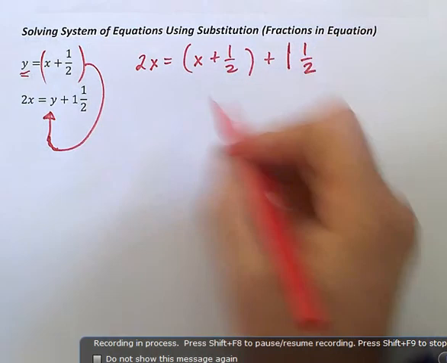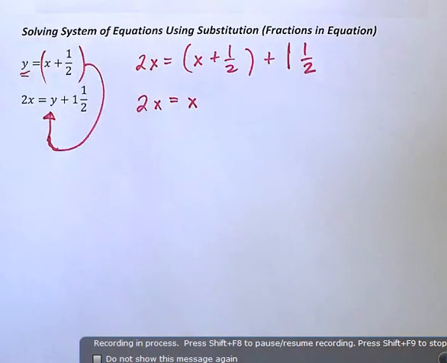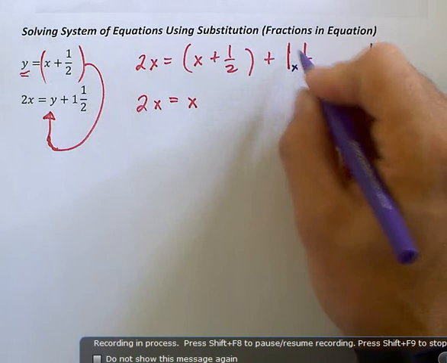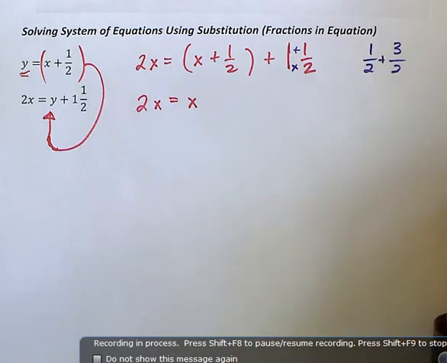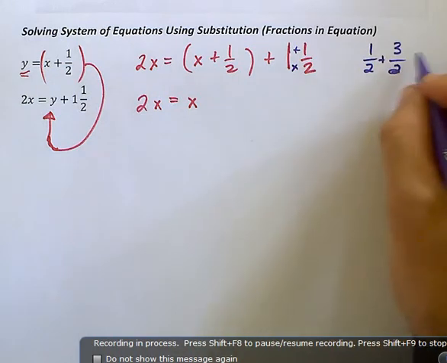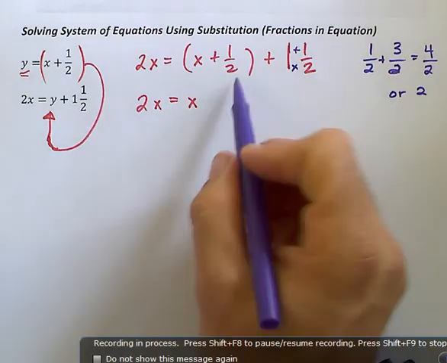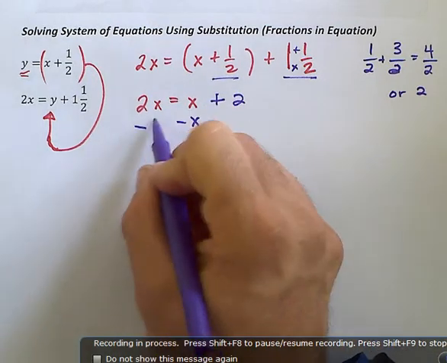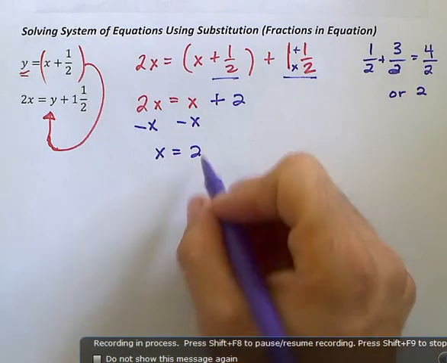Now basically, you have your parentheses there, but you're going to end up adding the like terms, the 1/2, 2 times 1 plus 1 is 3 over 2. And if I add those two together, I get 4 over 2, or call it 2. So I'm just adding these like terms together and getting x plus 2. Subtract the x, subtract the x, x is equal to 2. And then you want to plug that x back in.